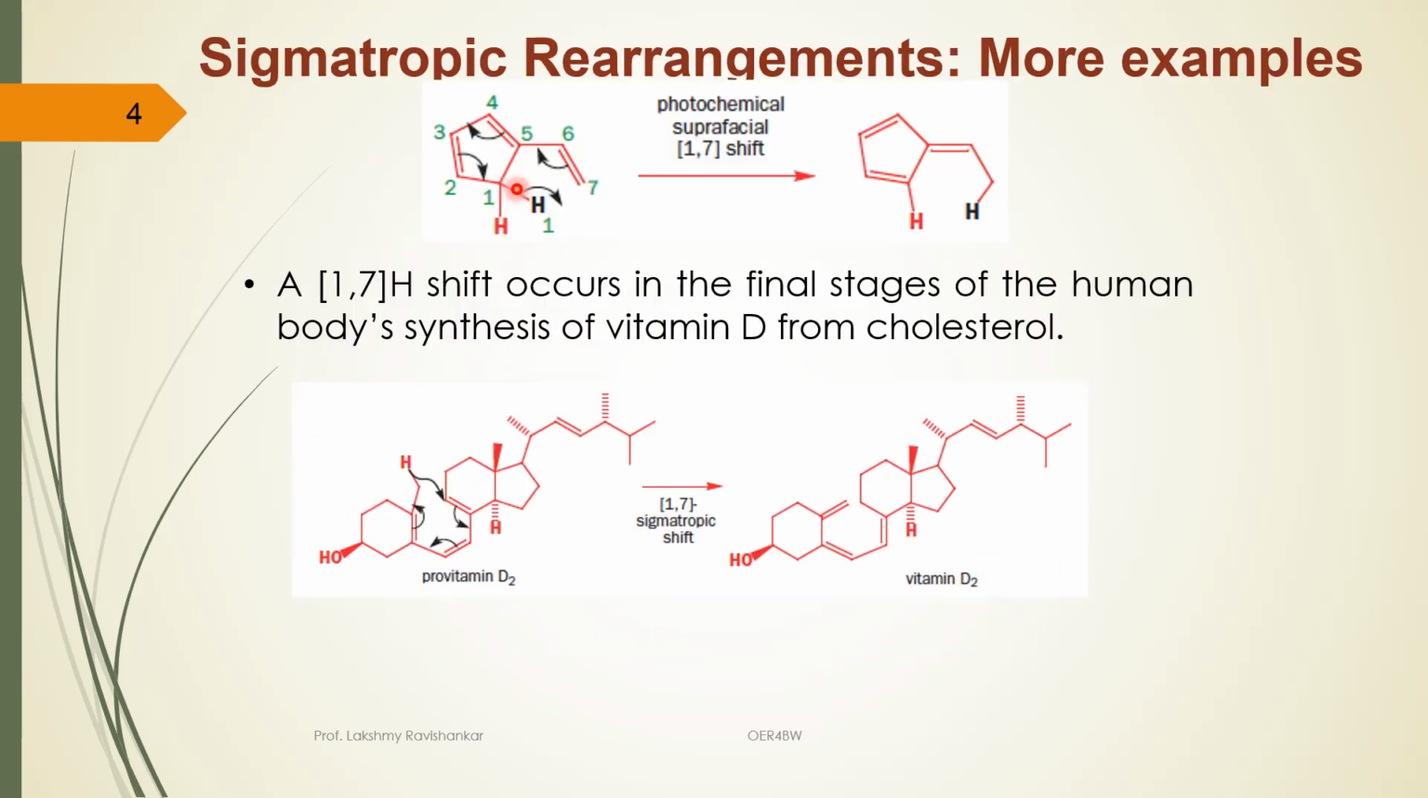A 1,7 shift of hydrogen is also possible. This involves 8 electrons, which is a 4n system, and like we saw in the previous module, suprafacially it will take place under photochemical conditions resulting in this product. A 1,7 hydrogen shift is a very important or crucial step in the synthesis of vitamin D from cholesterol. This is the precursor to vitamin D, and you see here that this hydrogen has migrated from this methyl. So 1, 2, 3, 4, 5, 6, 7 undergoes a 1,7 sigmatropic shift to give you vitamin D2.